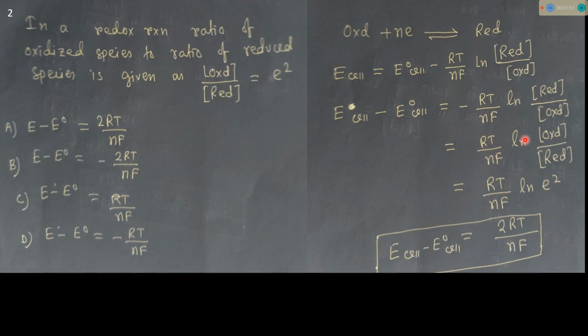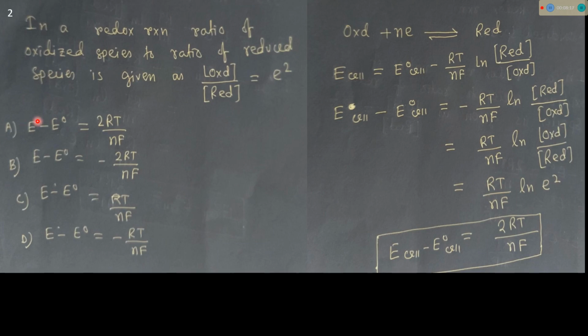Now RT by nF ln Ox by Red. So in this statement Ox by Red was given as e square. If we put the value of e square here, then we will get RT by nF ln e square. Now ln and e will cancel out, 2 comes here before ln. So this E cell minus E0 cell equals 2 RT by nF.